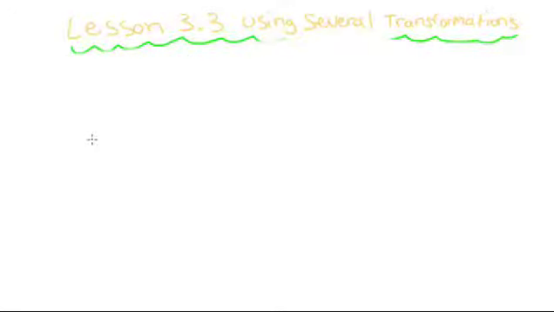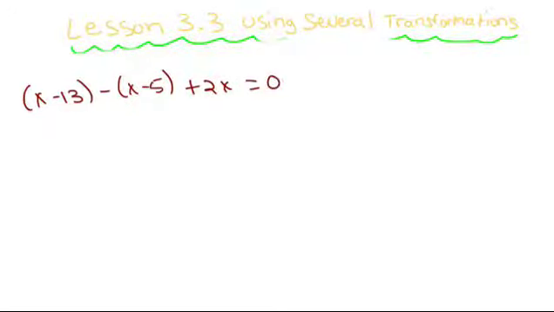So the next problem we're going to do is this one here. The quantity x minus 13 minus the quantity x minus 5 plus 2x is equal to 0. So we just want to get rid of these parentheses so that we can combine like terms and combine these x's here. Because we have a lot of x's and we have a lot of numbers here. So we can combine them and get a shorter statement because this is huge.